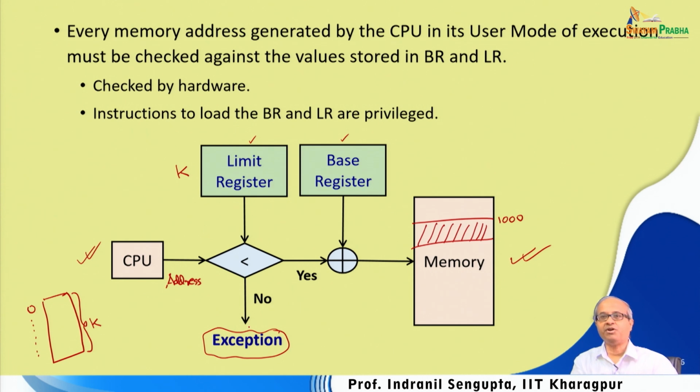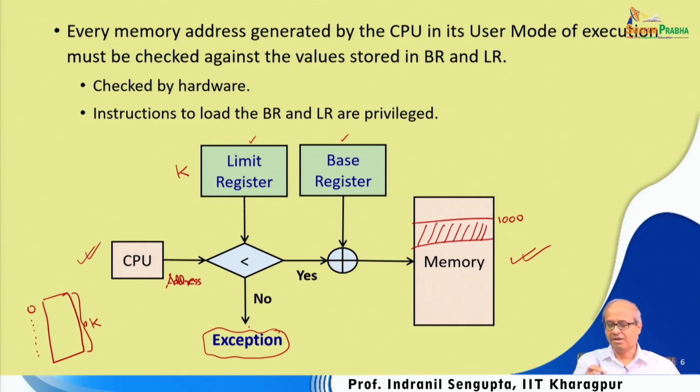This is done by hardware automatically. There is a comparator circuit which automatically compares the address with the value stored in the limit register. If it is not less than, an exception will be generated, control will be transferred to the operating system, which will generate some error message and stop the process.